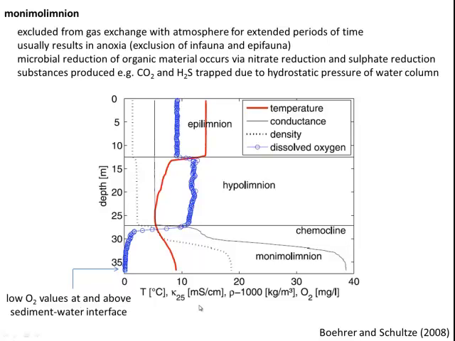sediment. You often get a microbial reduction of the organic matter present, and as a result of that, you can get a buildup of gases such as CO2 and hydrogen sulfide inside the monimolimnion that are trapped there because of the hydrostatic pressure of the overlying water column.